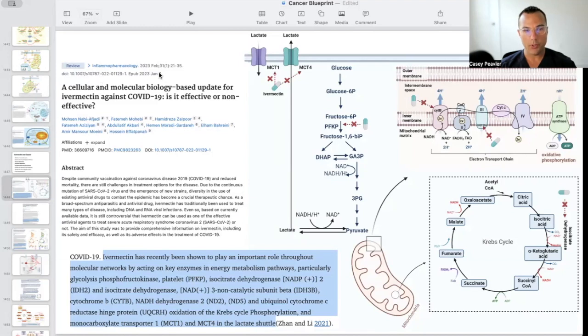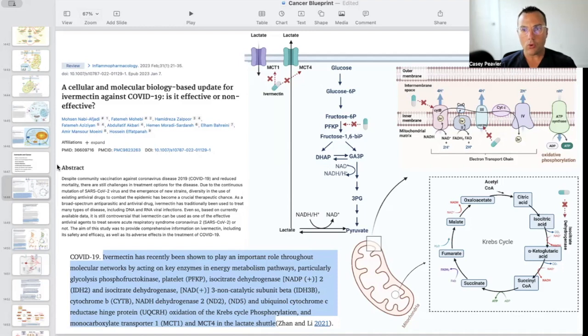So for the first paper I want to go over here, it was published in February of 2023, and it's titled A Cellular and Molecular Biology-Based Update for Ivermectin Against COVID-19: Is it effective or not effective? And although this paper is about 2 years too late, 3 years too late for talking about its effect on COVID-19, I wanted to use the information found in this particular paper as a way to help us unravel some of the molecular mechanisms of how it could be effective for cancer.